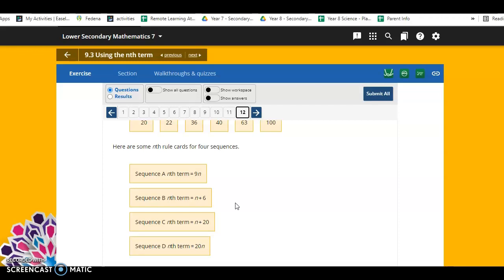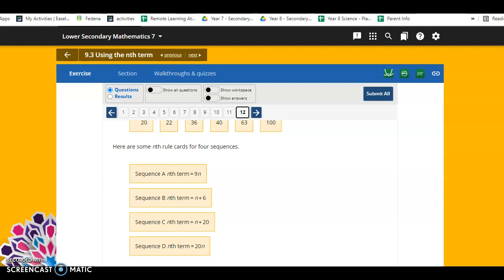one of the terms. So you need to stick in 1 times 9, 2 times 9, and then you go up and you see, can we get to 20, 22, 36, and 40, 63, and 100? Can we get all of these terms in our sequences with this rule? Only one of these 4 sequences will allow you to use all 6 numbers. So you need to go through and figure it out.